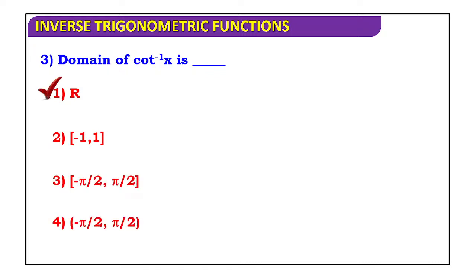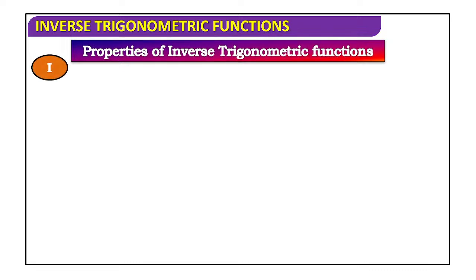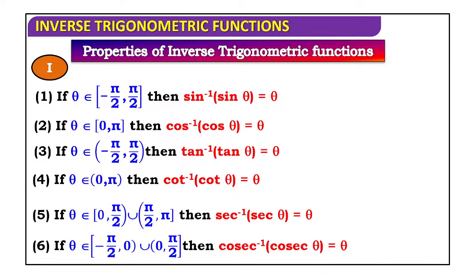Properties of inverse trigonometry functions. Okay, so the first one. Okay, look at this. You have to keep first these things in mind. Sine inverse of sine theta is theta, if theta lies between minus pi by 2 and pi by 2. Cos inverse of cos theta is theta. Simple thing. Just remember this: tan inverse tan theta is theta, cot inverse cot theta is theta. Now these properties will be very helpful in solving the problems.